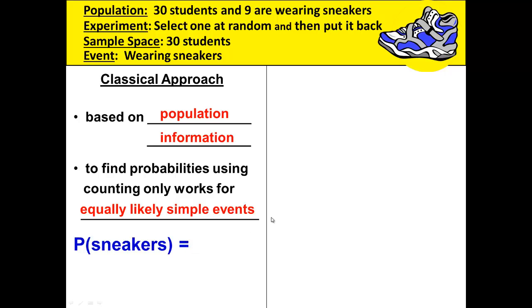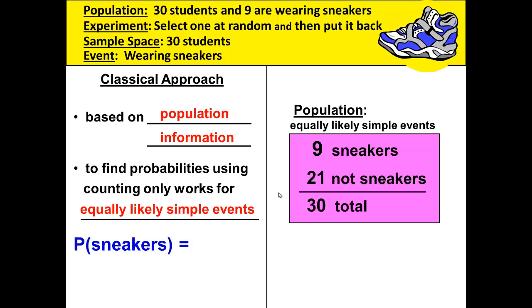I like to draw a picture of my data or represent my data in my own handwriting. So oftentimes I will create a table or a chart, or even just jot down the numbers so that I know what the numbers are. Taking the information from our population, we have equally likely simple events. Selecting any one of the students is equally likely. We have 9 with sneakers, a total of 30, which will leave 21 without sneakers.